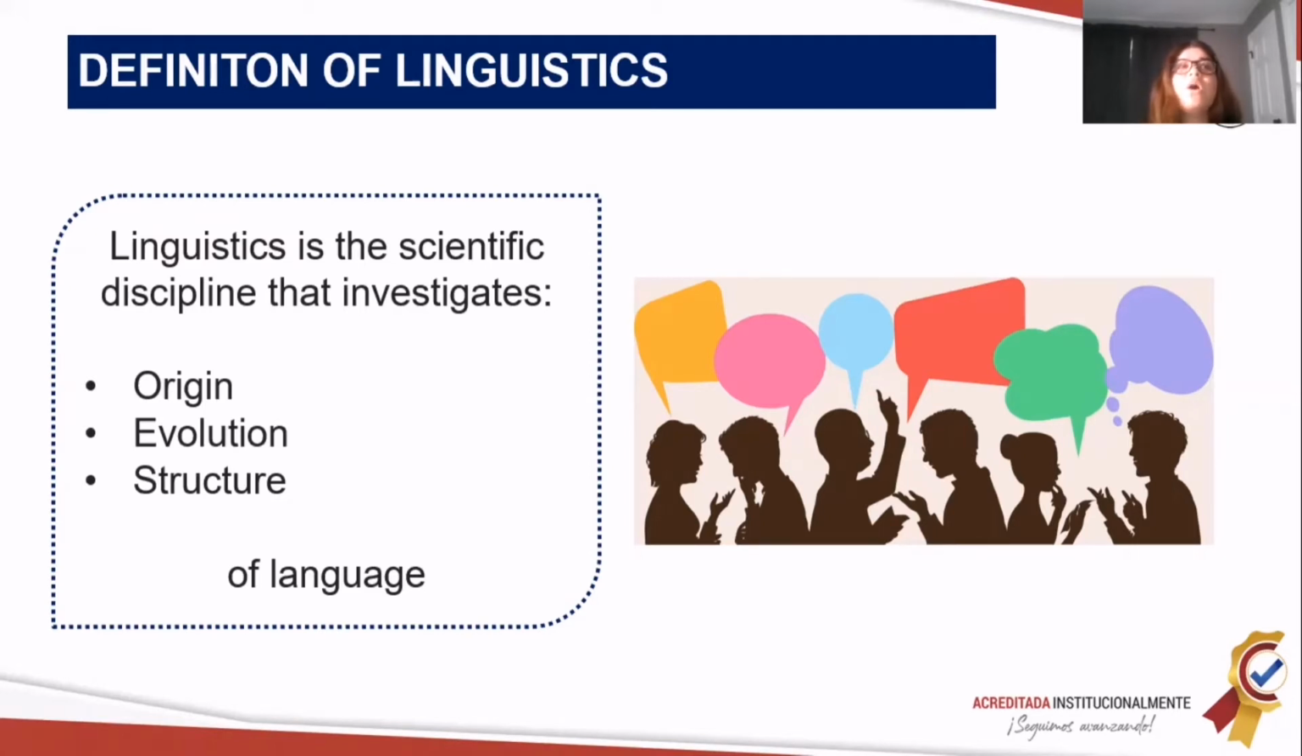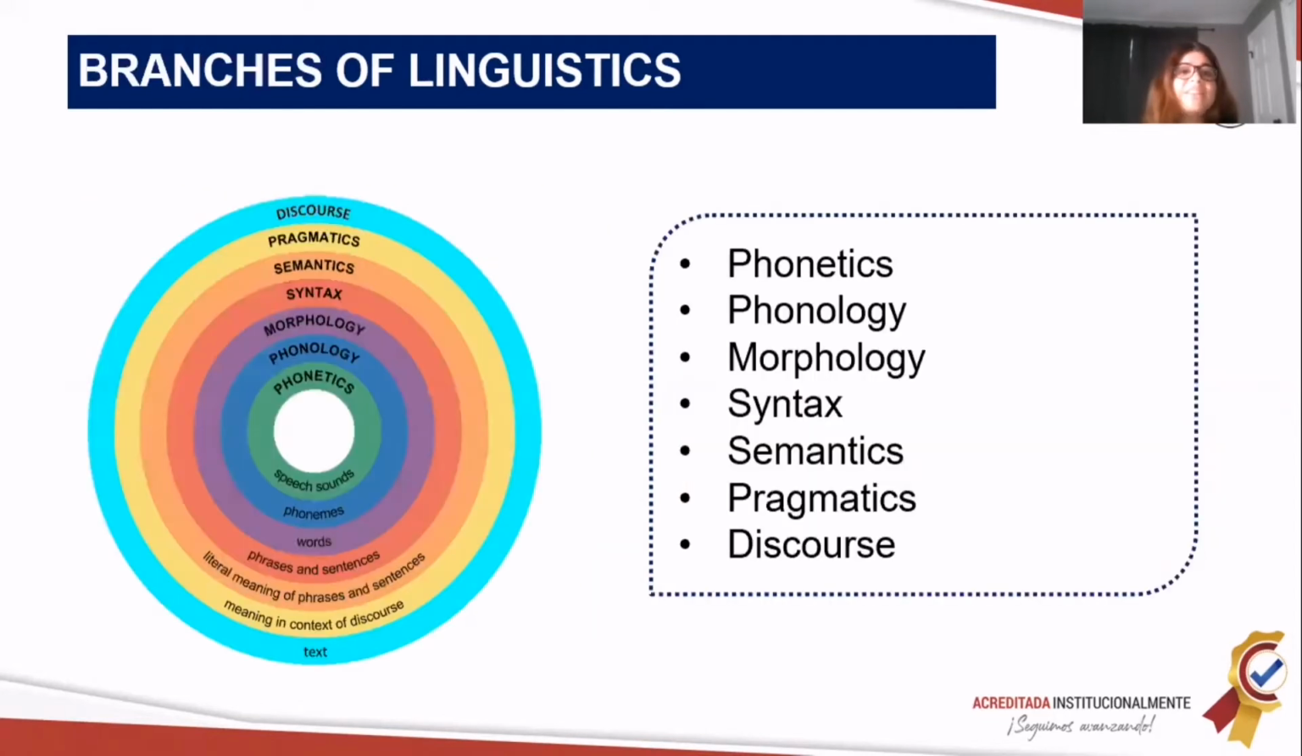But we must also know that linguistics has branches. The first one is phonetics, which studies the physical properties of sound in speech production or perception. The second one is phonology, that focuses on the abstract properties of the sounds of language and the laws governing their combinatorics. On the other hand, morphology analyzes the formation of words from minor elements of meaning.